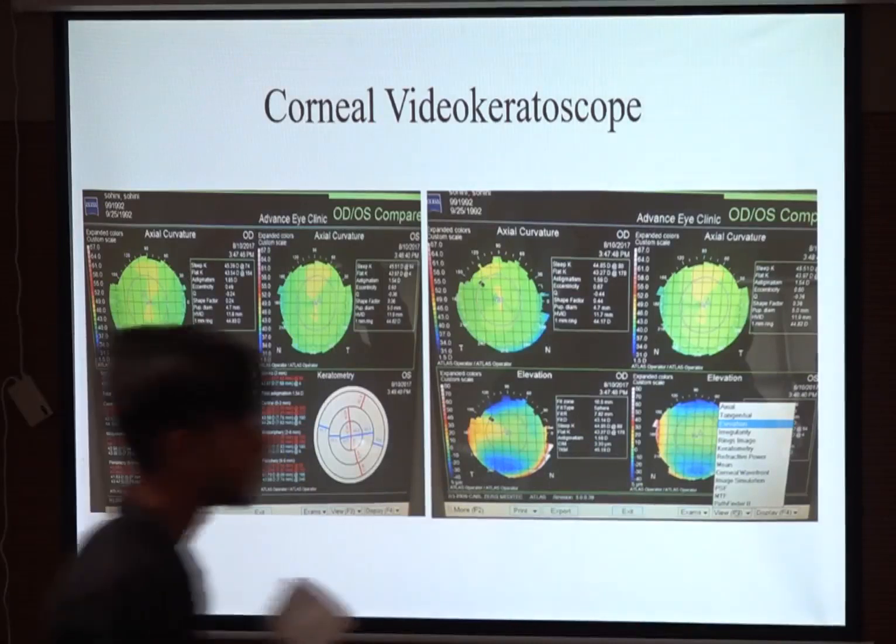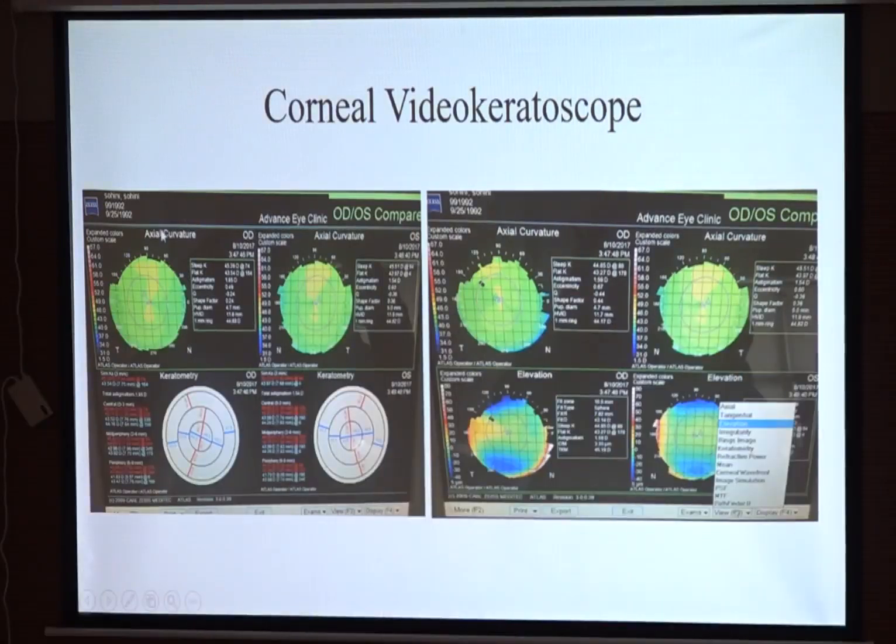This is an example showing the map of a video keratoscope, wherein you see that the central area and somewhat the mid-peripheral area is clearly shown in the axial curvature map, but the peripheral area of the cornea cannot be clearly visualized. The keratometry values are also depicted. Also in this, the elevation map can be extrapolated, however it doesn't give you the true elevation of the cornea.